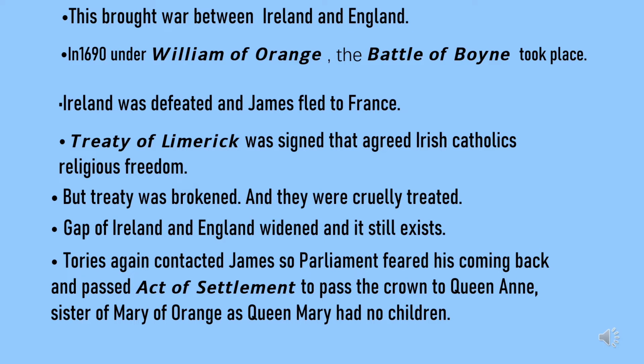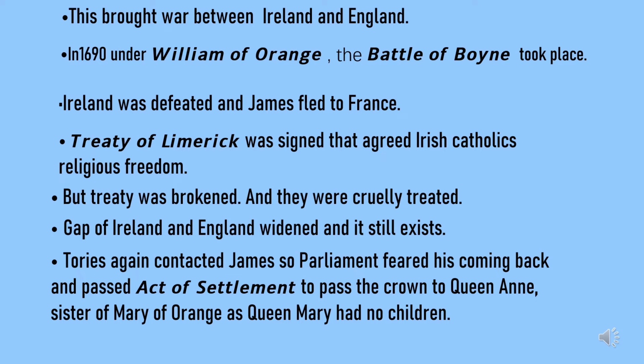It was a treaty with two separate agreements. This treaty was signed by William, which granted the Irish Catholics their religious freedom. But later, the treaty was broken and they were cruelly treated. Due to this reason, the gap between Ireland and England widened, and it still prevails.